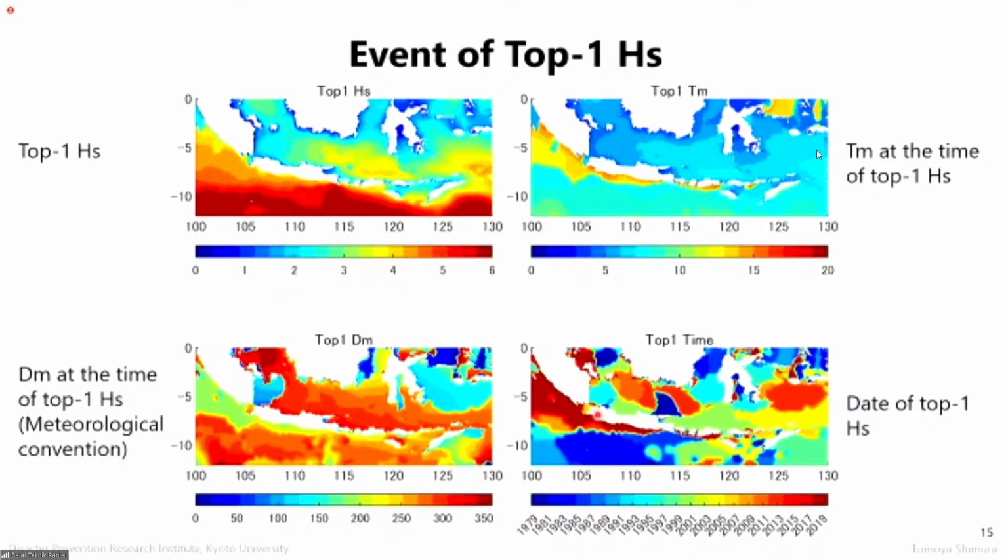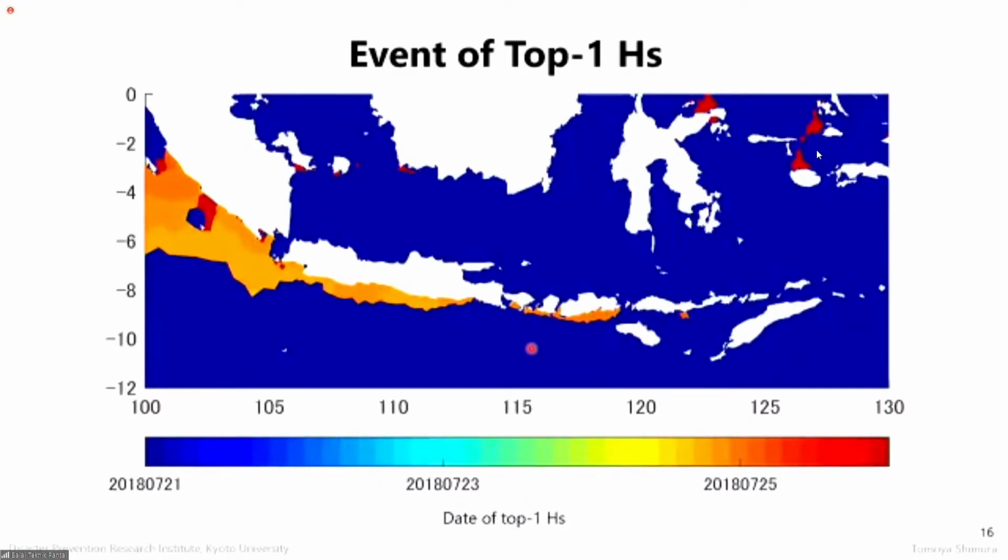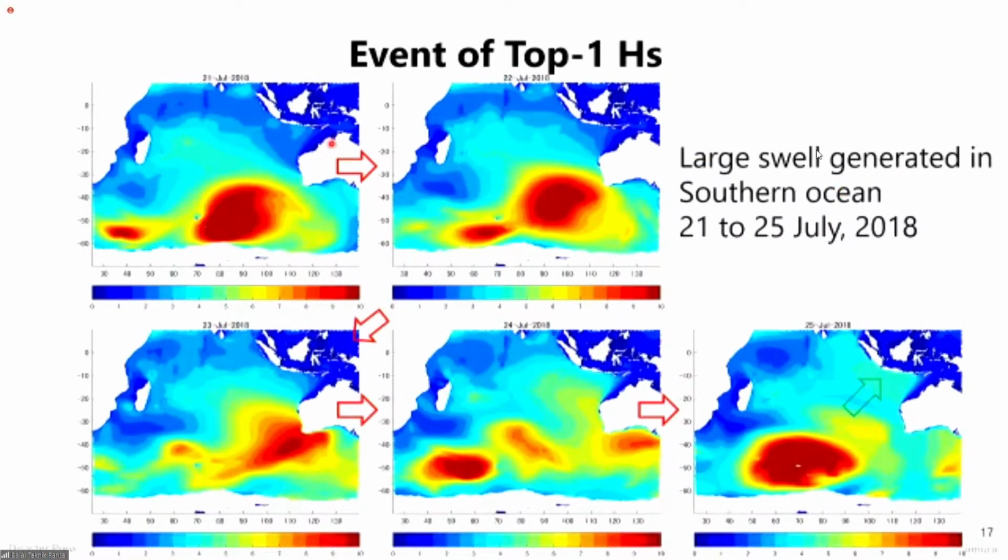Around Java and Bali, we estimate that the period of July 2018 was the cause of the top one event. This is a time series of that period from 21 to 25 July. High waves occurred in the Southern Ocean, then traveled to Indonesia, and maybe on 25 July the highest waves attacked the Indonesian coast.